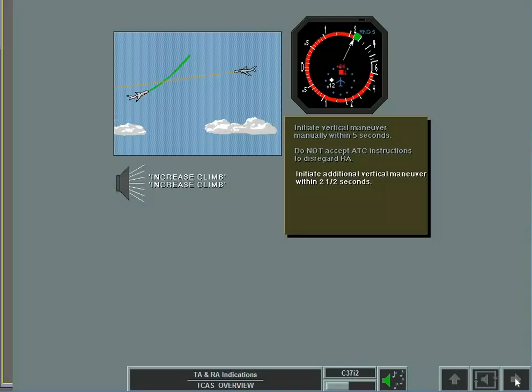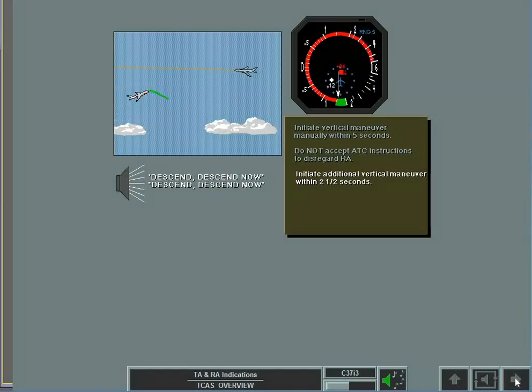Increase climb. Increase climb. This is an increase action RA commanding you to increase your rate of climb to at least 2,500 feet per minute. Fly to the green. You must initiate this within 2.5 seconds.